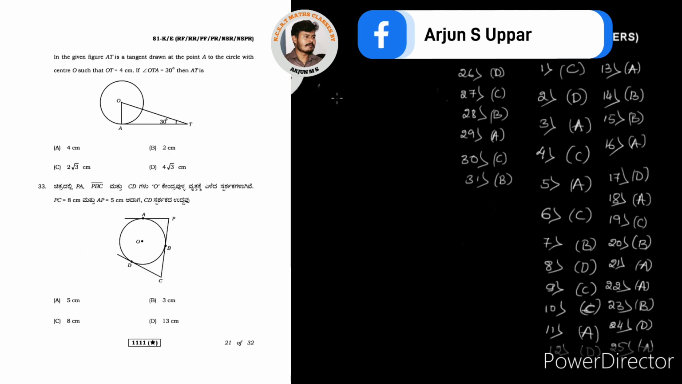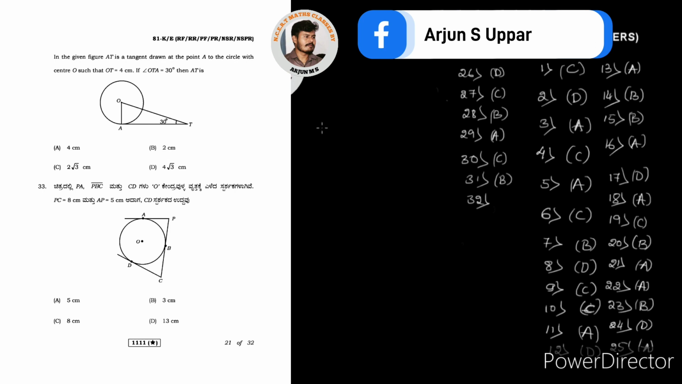So next, 32nd question. In that question, they are given here: in the given figure, AT is the tangent drawn at a point A to the circle with center O, such that OT is equal to 4 centimeter. They are given the hypotenuse because angle A is 90 degree. Radius and tangent at the point of contact are always perpendicular to each other. If angle OTA is equal to 30 degree, they are given one acute angle and its hypotenuse. They are asking you to find the adjacent side. That means the length of the tangent also, right?